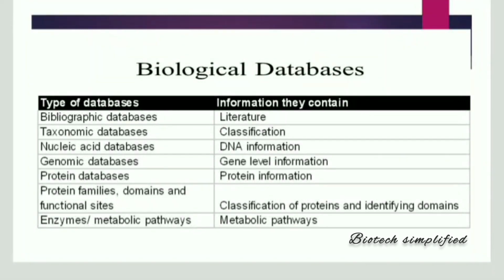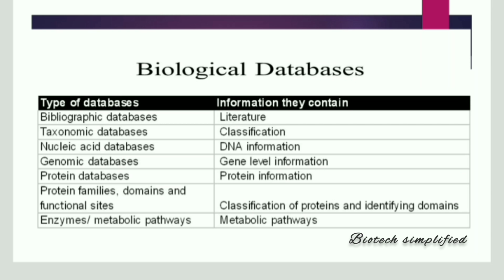As we discussed earlier, a biological database can be of different types. First type of biological database is the bibliographic database. That is, it is a database which contains information. That is, it is a literature database. The next type of database is the taxonomic database. From the name itself, we can identify what type of information it contains. It contains the information regarding classification.